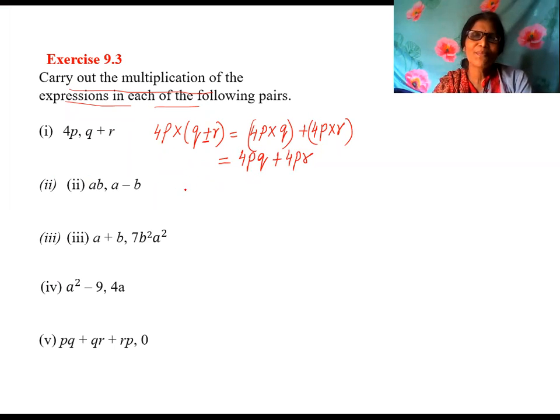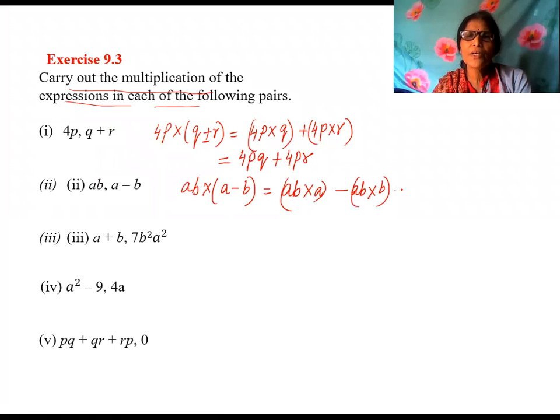Now coming to the second part. The second part will be the same: AB written first, then I'll put (A minus B) in the bracket. So one by one I'll multiply AB with A, the first term, and subtraction, AB into B. So when I multiply A into A, it gives you A square. Powers are added, 1 and 1 make 2.